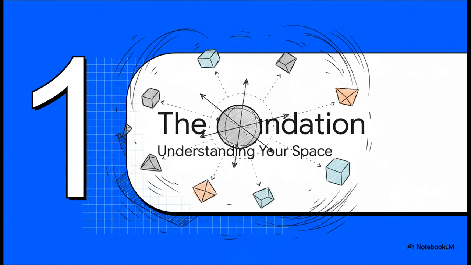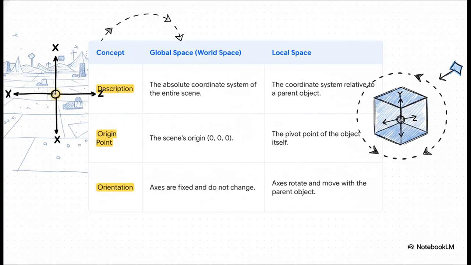And in 3D, that all starts with coordinate space. You see, where an object is and how it turns depends entirely on your point of view. This table breaks down the two big ones you need to know. First, you've got global space, or world space. Think of this as the absolute, unchanging map of your entire scene. The center of the universe is always at 0, 0, 0.